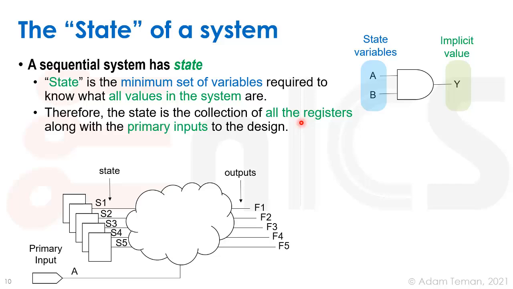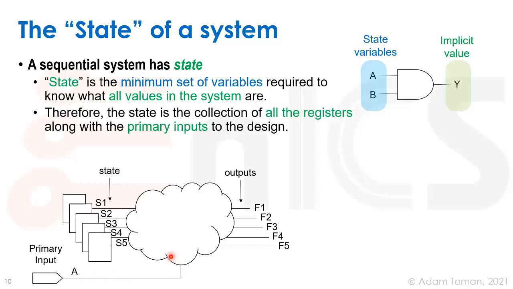If we look at a more complex circuit than just this AND gate, a state is the collection of all the registers along with the primary inputs to the design. So I'm leaving out memory for right now and just using registers as our memory. So the registers that drive the combinatorial cloud, they are the state of the design. As you see here, these are called S1, S2, S3, S4, and S5. That is the state of the design. You also have to add the inputs.